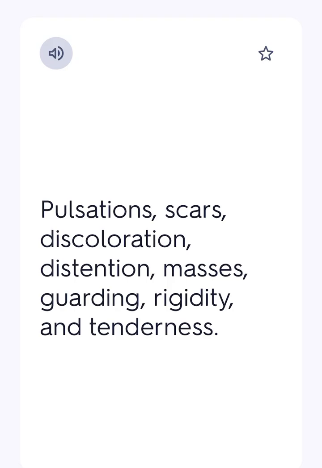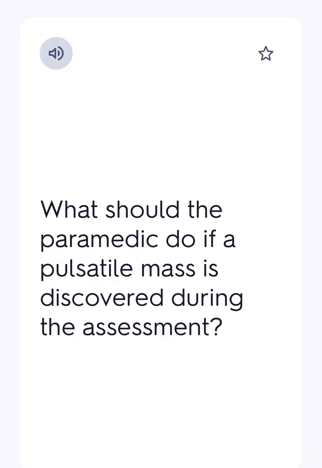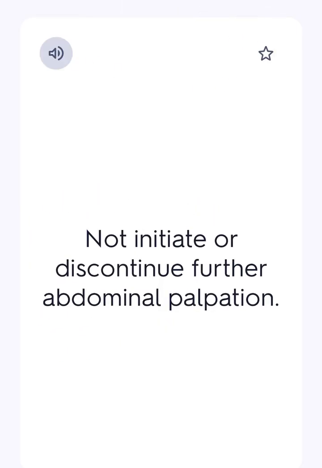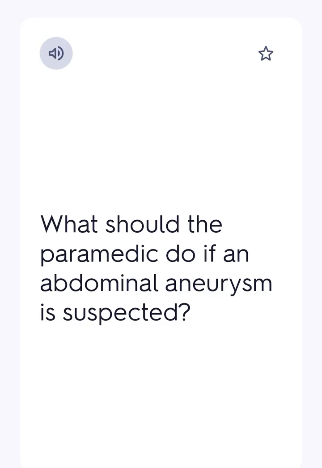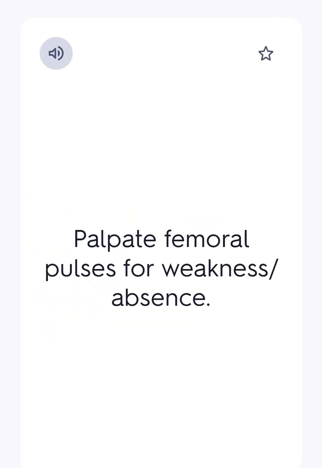Pulsations, scars, discoloration, distension, masses, guarding, rigidity, and tenderness. What should the paramedic do if a pulsatile mass is discovered during the assessment? Not initiate or discontinue further abdominal palpation. What should the paramedic do if an abdominal aneurysm is suspected? Palpate femoral pulses for weakness/absence.